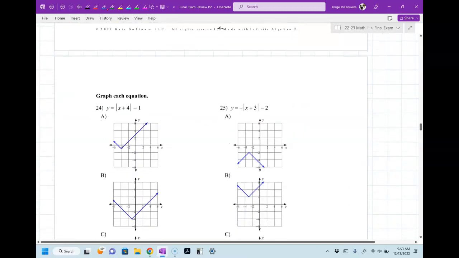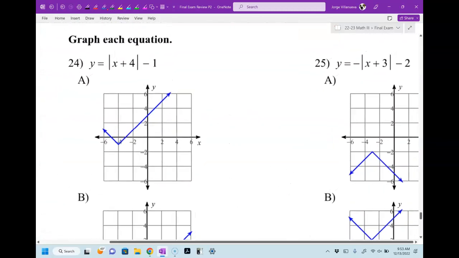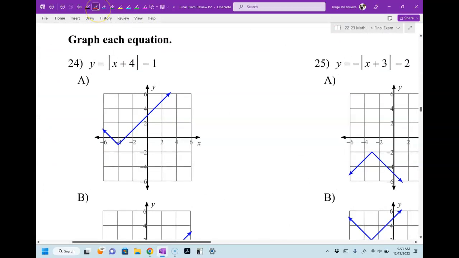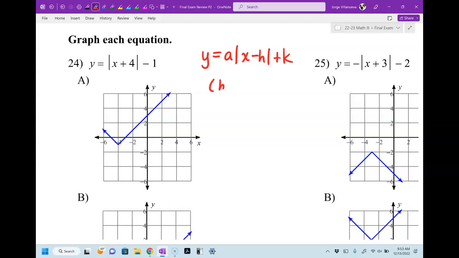All right, we're almost there. Even though these are graphing problems, we don't actually have to do a lot of work for it. You just have to remember the following. You need your HK. Remember, H is the opposite of what you see. K is exactly what you see. The HK is where the little pointy part is, the vertex.